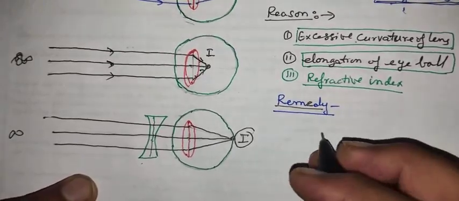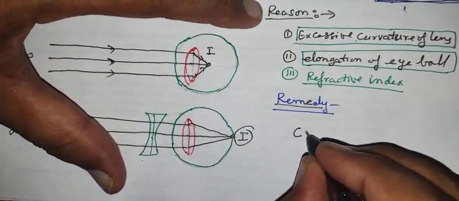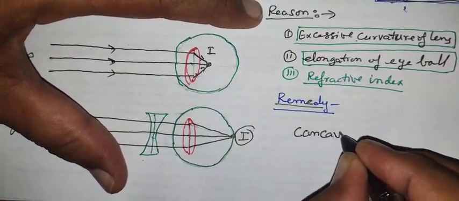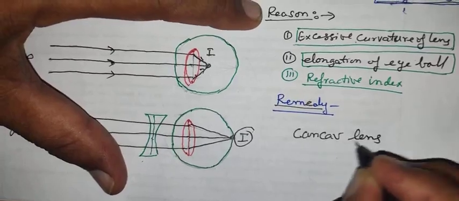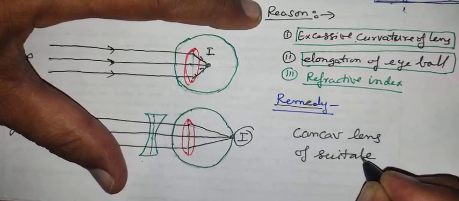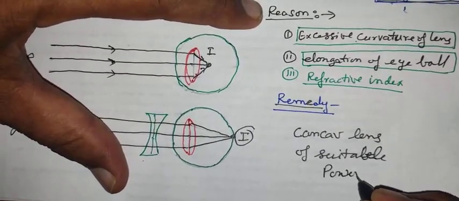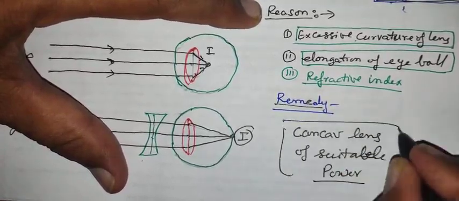So the remedy is that the person uses glasses with a concave lens of suitable power or focal length.